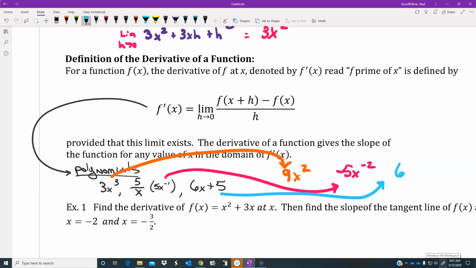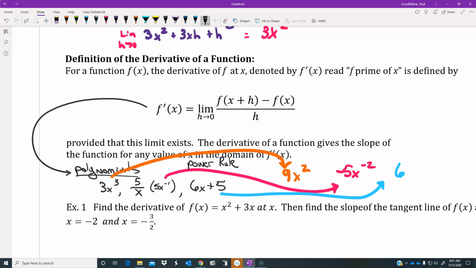Okay? Now, how am I coming up with those derivatives so quickly? There happens to be a power rule inside here. It's one of many rules that you learn in terms of finding derivatives.